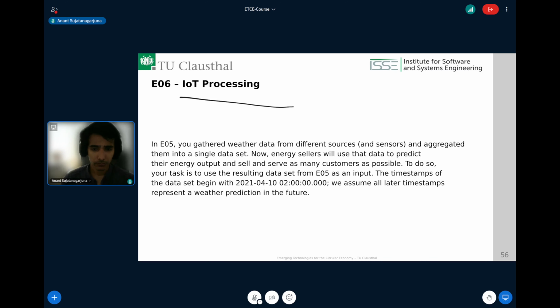Using this data, we are going to predict what your energy output is going to be over a 1 week period, and then predict how much energy you can sell.